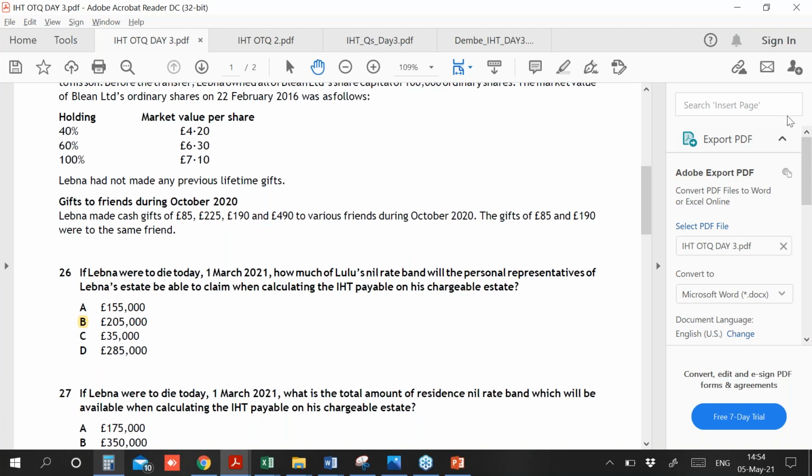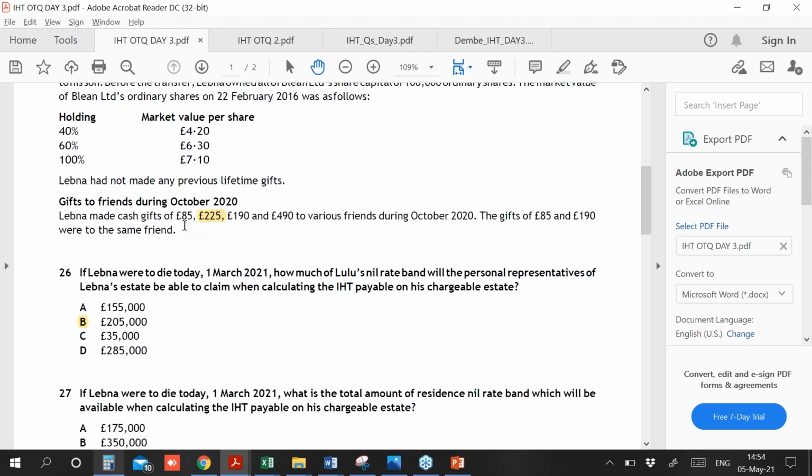Tell me the amount in the question section. Sajid, 250 is the amount of exemption. You tell me which gift is exempt or eligible for small gift exemption out of that. Only this one, 225 one.